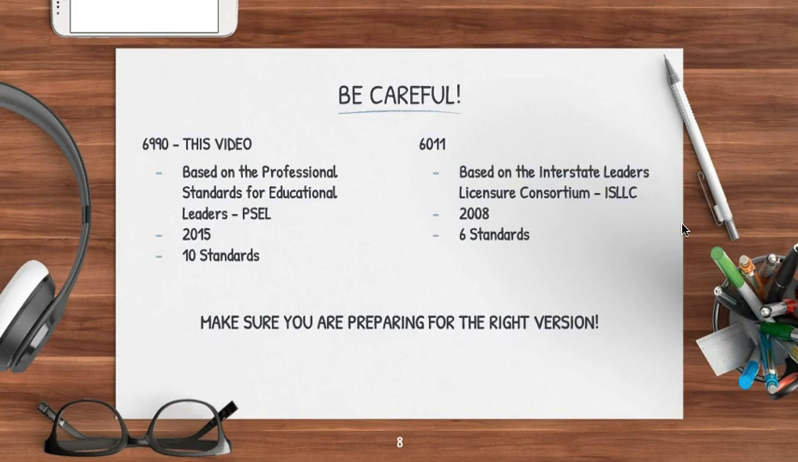This video talks about version 6990, as it's based on the Professional Standards for Educational Leaders, which were developed in 2015 and made up of 10 different standards. Version 6011 is still out there, it's still being used, and it's based on the Interstate School Leaders Licensure Consortium standards, which were developed in 2008, and those are 6 standards. Now the PSEL standards were basically written to replace the ISLLC standards.